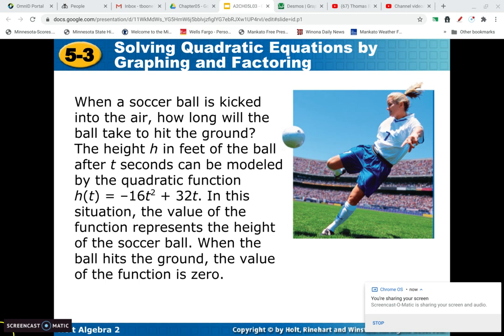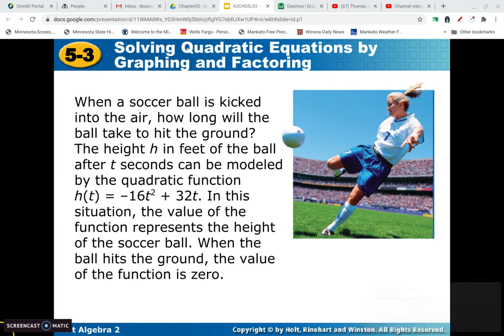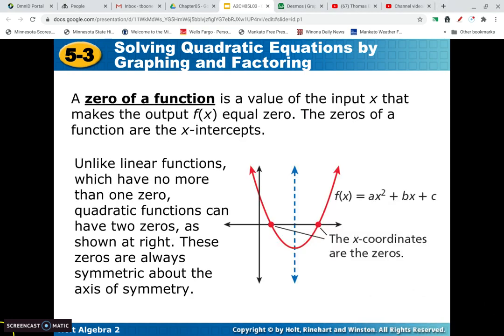All right, welcome back. We're here on 5.3. We're going to be talking about solving quadratic equations by graphing and factoring, a couple different ways of doing it. So what we're trying to find is the zero. What makes it zero? And really what we're looking at from a graphical sense is where does it cross the x-axis? The zero is also thought of as roots, and also the x-intercepts are all synonymous, really exchanged.